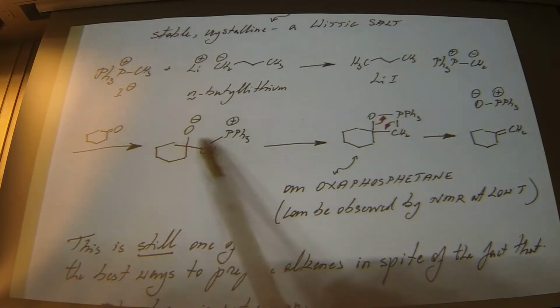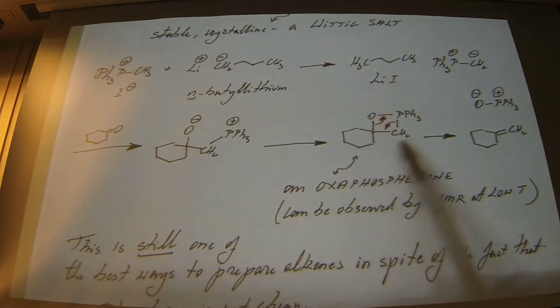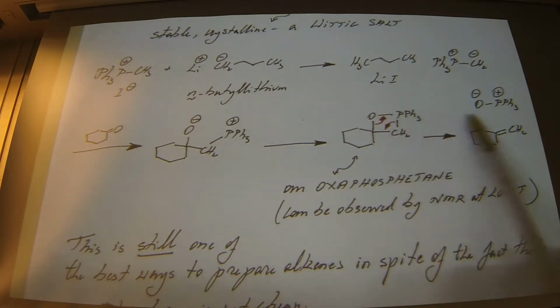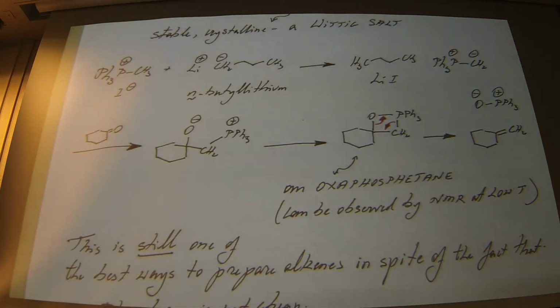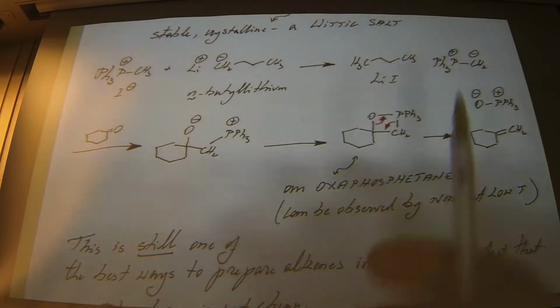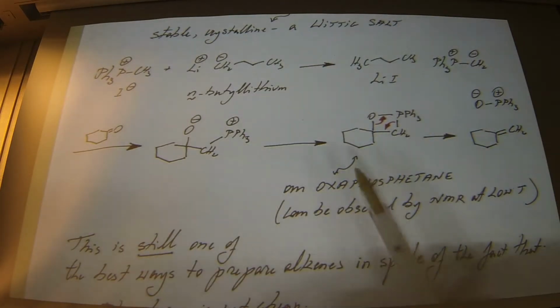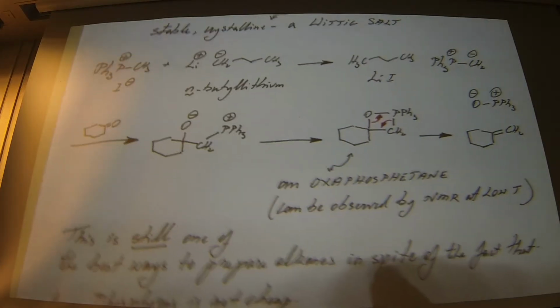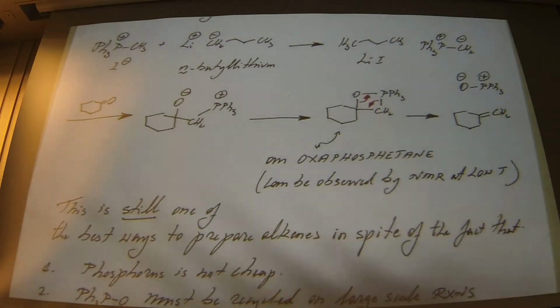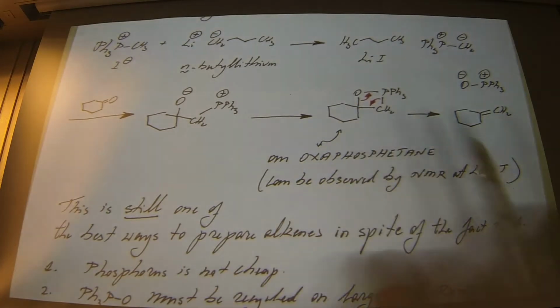But then what happens next is that you form this four-membered ring that collapses to give you phosphine oxide and alkene. This looks just a little bit like a metathesis reaction. And in one sense, this is a metathesis, but it is not metal catalyzed. So these oxaphosphetanes are real. For a long time, nobody believed this was real, but you can get NMR evidence at low temperature.